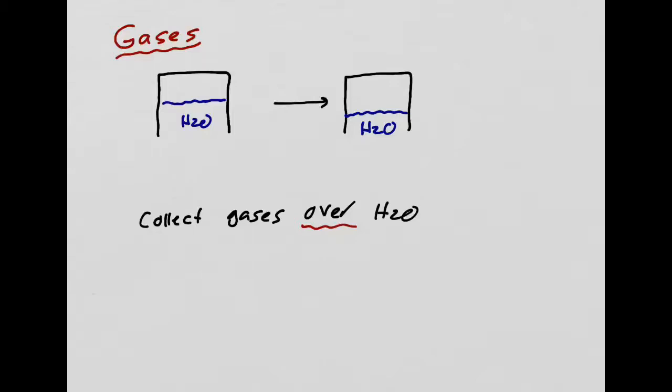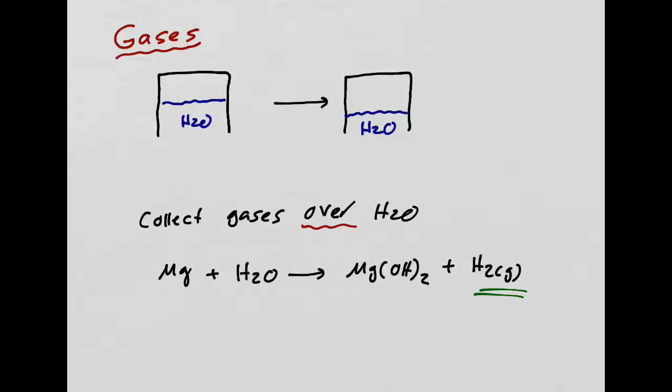For example, let's say we have this reaction going on. We have Mg plus H2O. If you have Mg plus H2O, the product would be magnesium hydroxide plus H2 gas. Okay? So H2 gas is going to be a product. So if a gas is produced in a chemical reaction, in a chemical equation, we can collect it by water displacement.